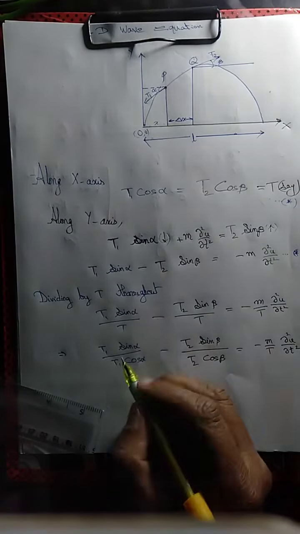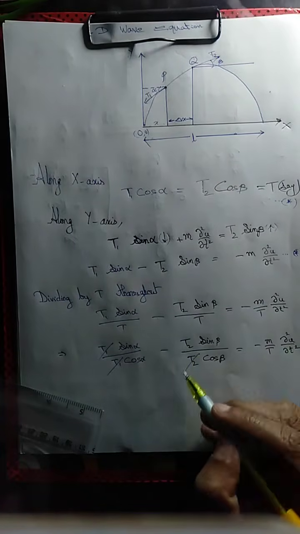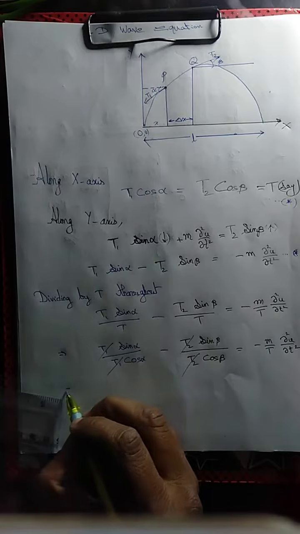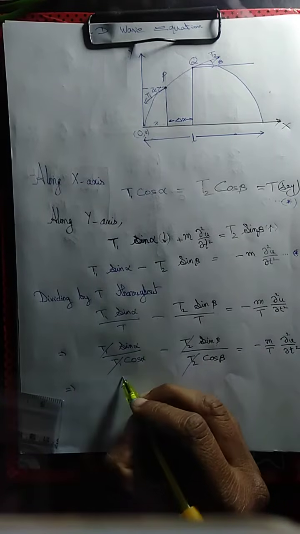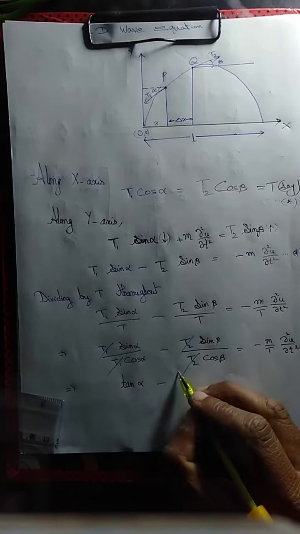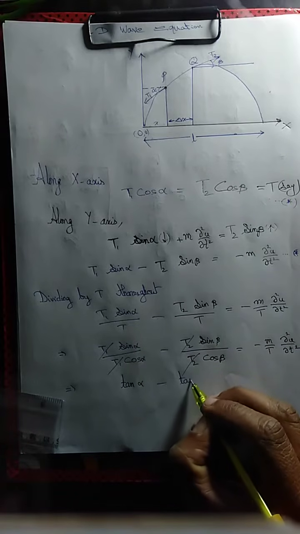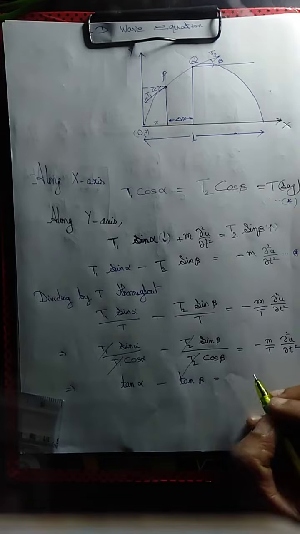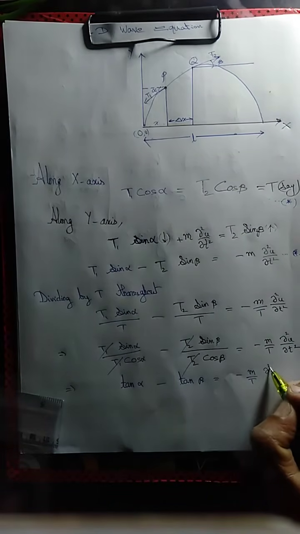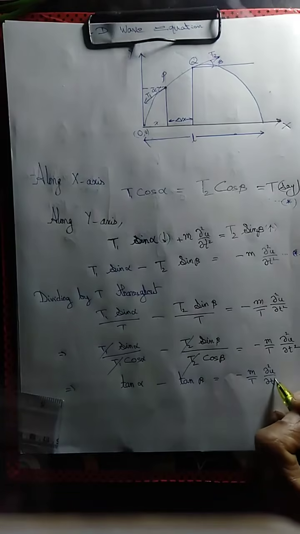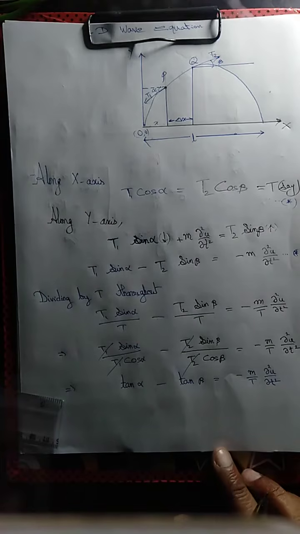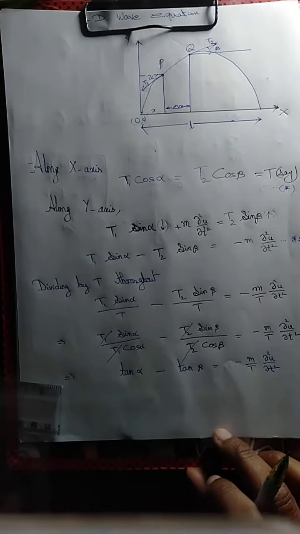Let's cancel T1, T1, T2, T2. Now we know from trigonometry that sine by cos is tan. So you have tan alpha minus tan beta equal to minus M by T del 2u del t square. Quite a simple relation.